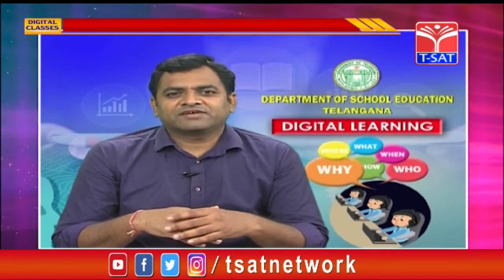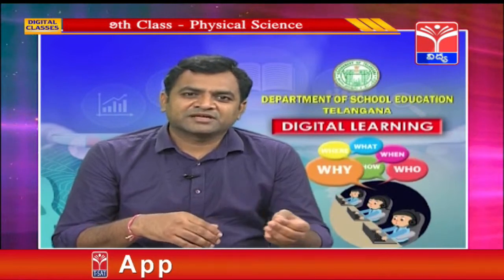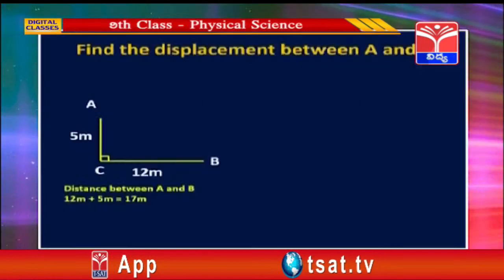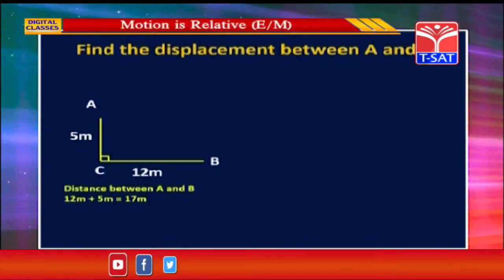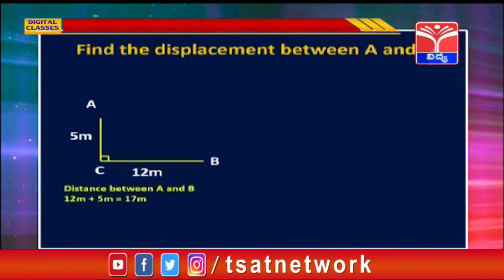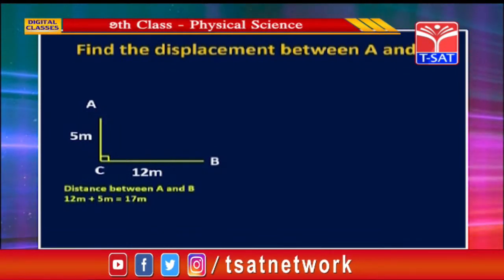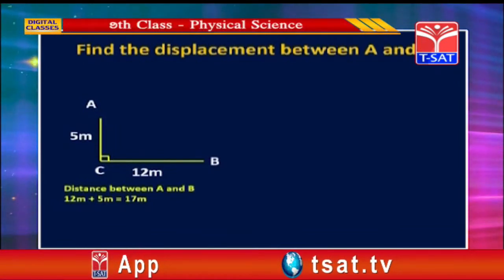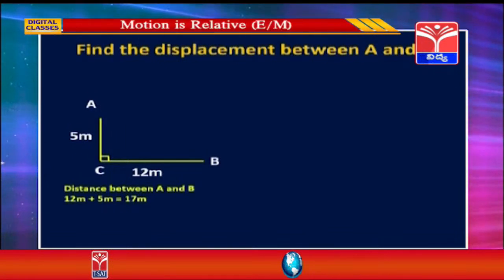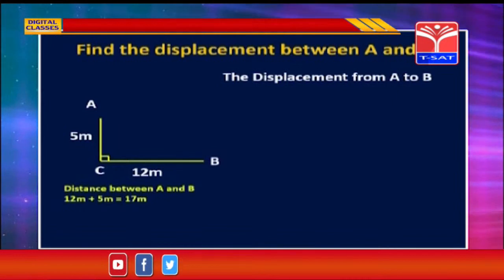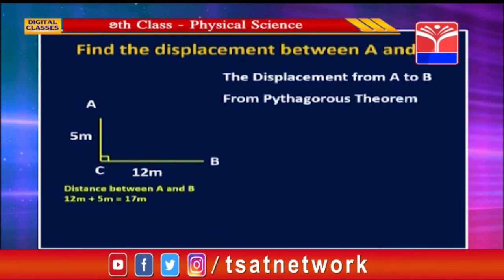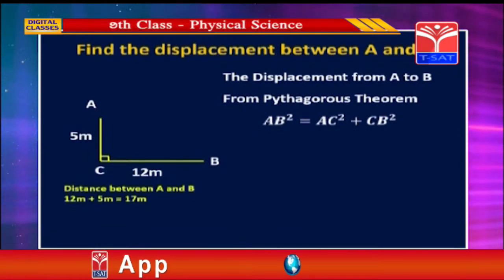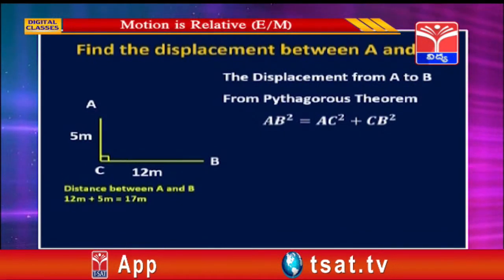Children, we have discussed distance earlier. In the same numericals, let us calculate the displacement. In the earlier question, where we found the distance between A and B, we got 17 meters. Now let us calculate the displacement. Here AC is perpendicular to BC. We can consider ACB as a right angled triangle. So to find out the displacement, that is from A to B, we use the Pythagoras Theorem. So AB being hypotenuse, AB square should be equal to AC square plus CB square.